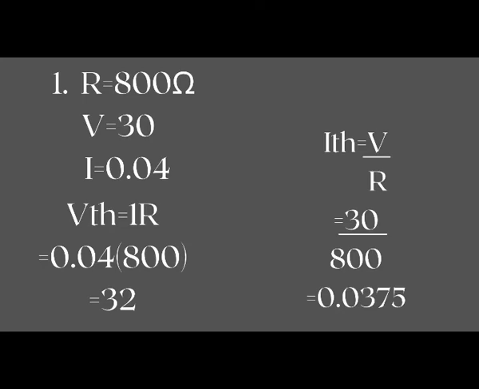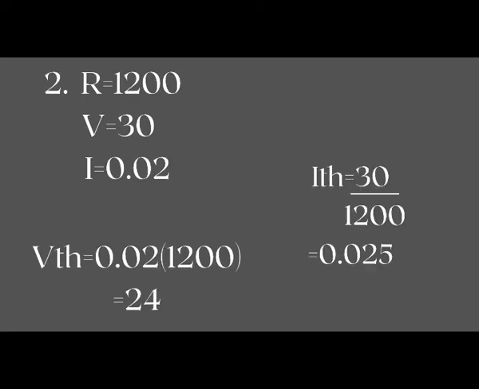For the theoretical current, we used the formula I equals V over R, where V is equal to 30 volts and R, our resistance, is equal to 800 ohms. So we attain a value of 0.375. The same goes for trials number 2, 3, 4, and 5. In trial number 2, our theoretical voltage is 24 volts, while our theoretical current is 0.025 amperes.